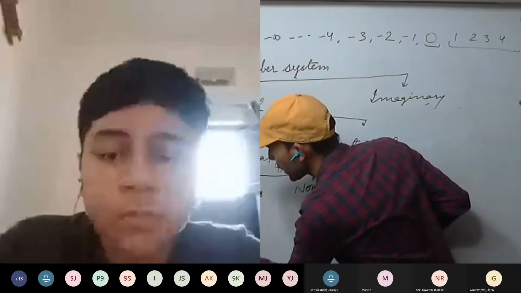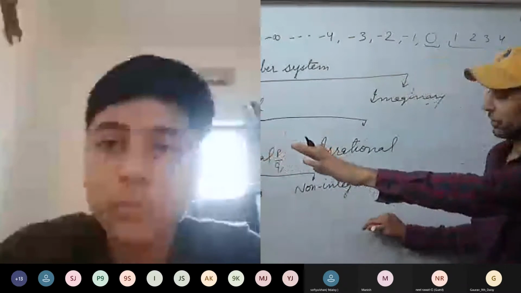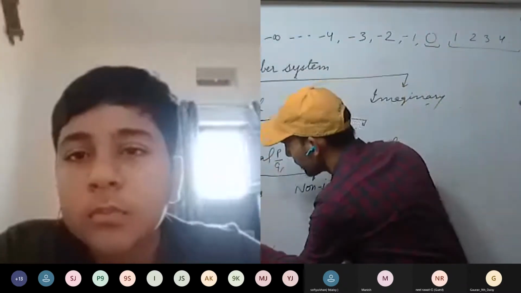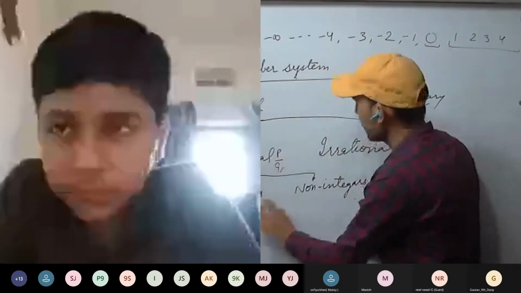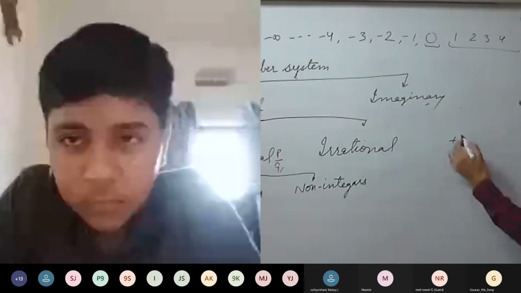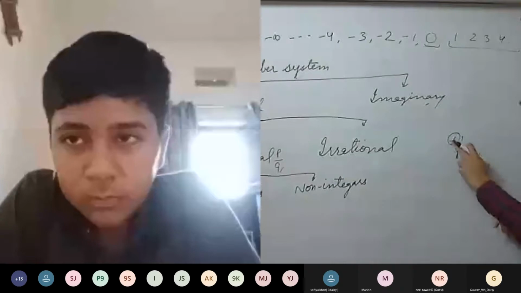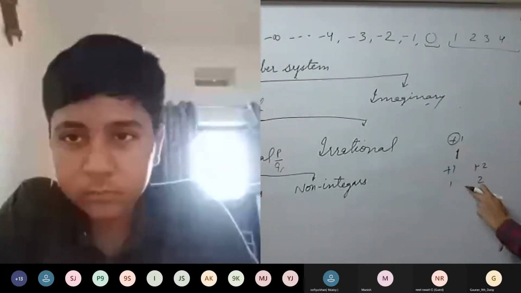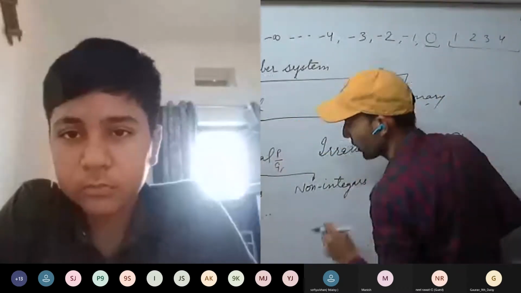from minus 1, minus 2, minus 3 up to minus infinity. These are negative integers. 0 is an integer. Then positive integers, 1, plus 1, or simply we write 1. We usually don't write plus with positive numbers. No need of writing plus 1, plus 2 every time. We can simply write 1, 2. These are positive integers, 1, 2, 3, 4 up to infinity.